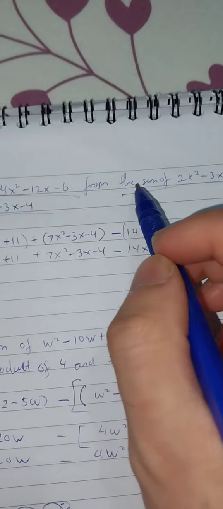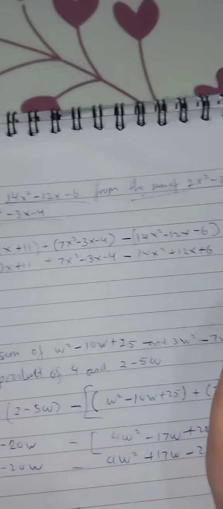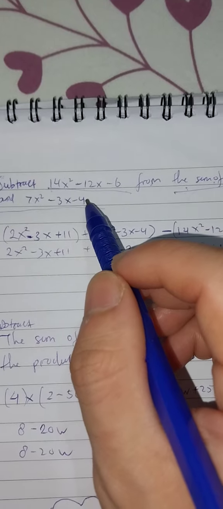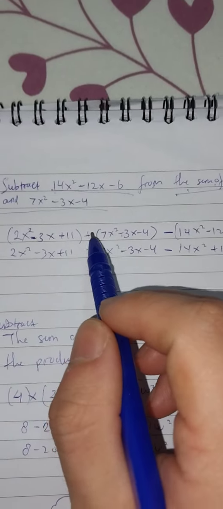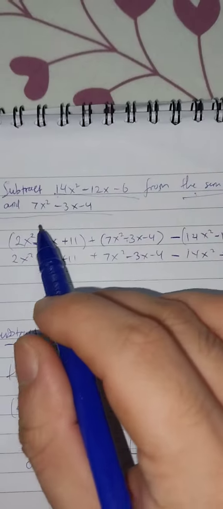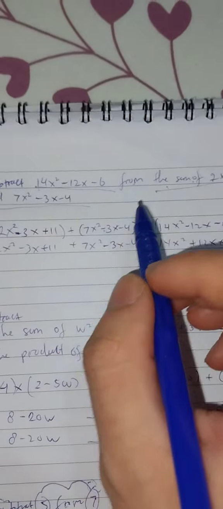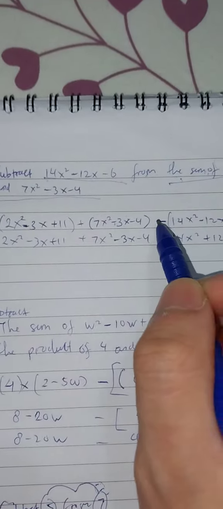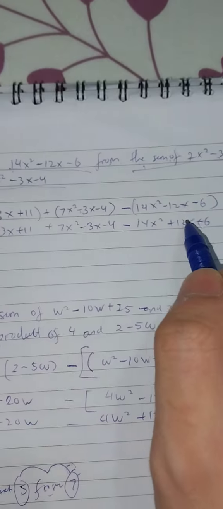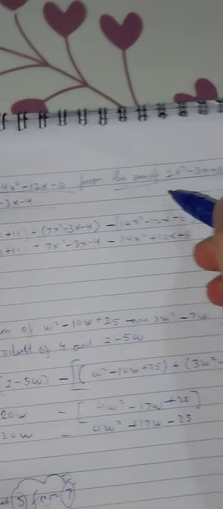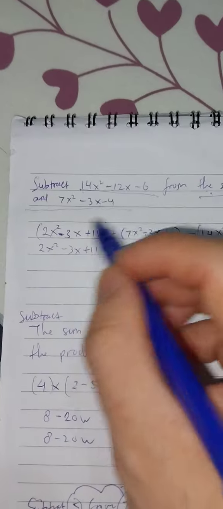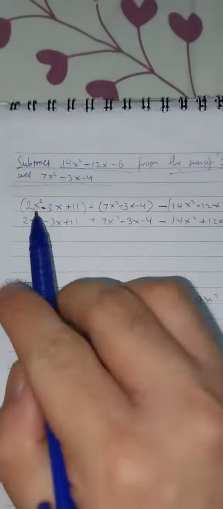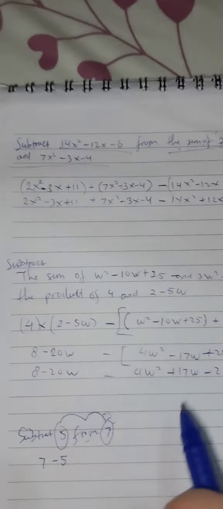So that means we have to find this first. The sum of 2x squared minus 3x plus 11 and 7x squared minus 3x minus 4. This one, right? The sum. Sum means plus, right? And I put bracket here so you can differentiate clearly between one expression and another expression. So the sum of these, which is this, from means minus, and this 14x squared minus 12x minus 6, again I put bracket. So there are three expressions here, 1, 2 and 3. So the sum of these minus this, right?